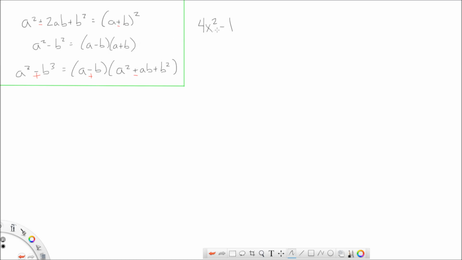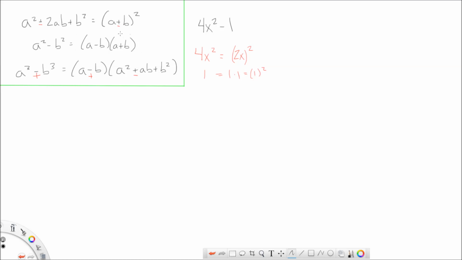Now I have to check to see if these are perfect squares. Well, 4x squared is actually (2x) whole thing squared. If I take 2x and multiply it by itself, I get 4x squared, and of course 1 is 1 times 1, just 1 squared. So now I see that 4x squared minus 1 is actually a difference of squares. It's one perfect square minus another. Now I know I should be able to factor it like this.